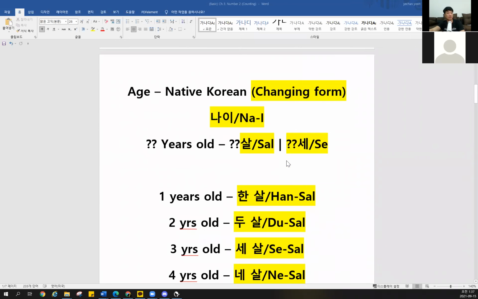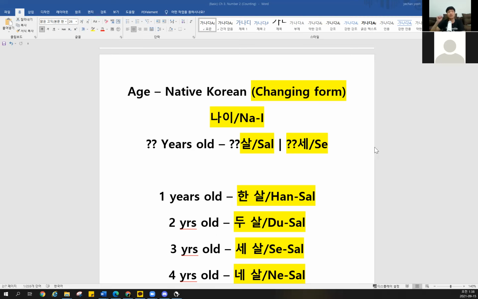We're going to learn different counting words from now, starting with age, which is spoken with native Korean, of course, including the changing form. So age, you can say 나이. 나이 means age in South Korean. So how can you say blah blah years old? For blah blah years old, you can say blah blah 살 or blah blah 세.